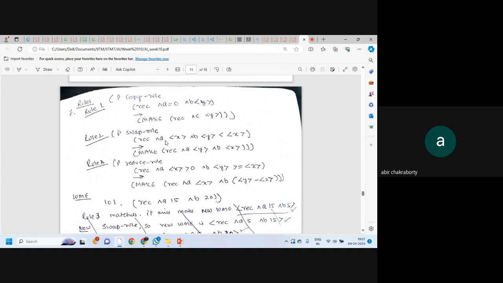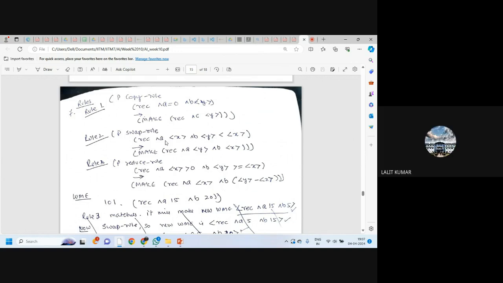So the reduce rule will fire again. Yes, it will fire again. And what will it become now? 5, 10. 5 and 10. Yes, very nice. And then the swap rule will fire.